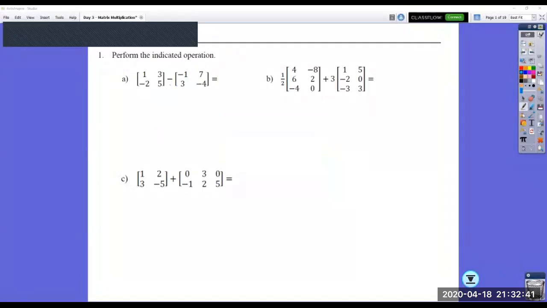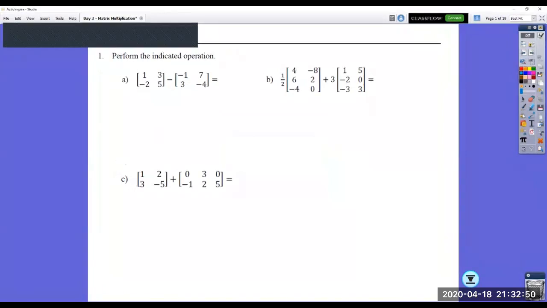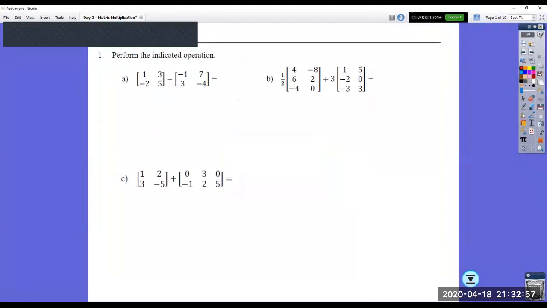Welcome everyone to the third lesson of Unit 5, Topic 1, Matrices. Tonight we're just going to do a quick review on this warm-up page of what had been done last week, and then we're going to move into matrix multiplication later on.